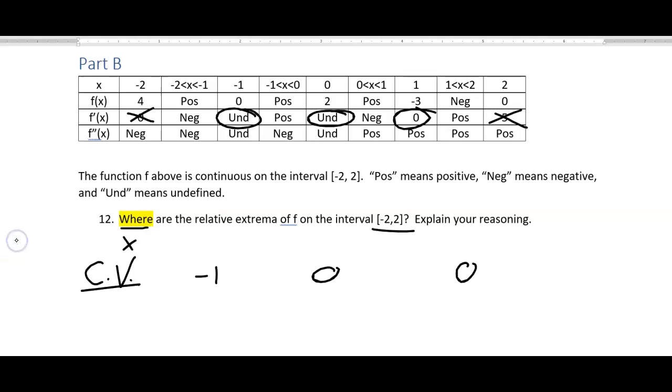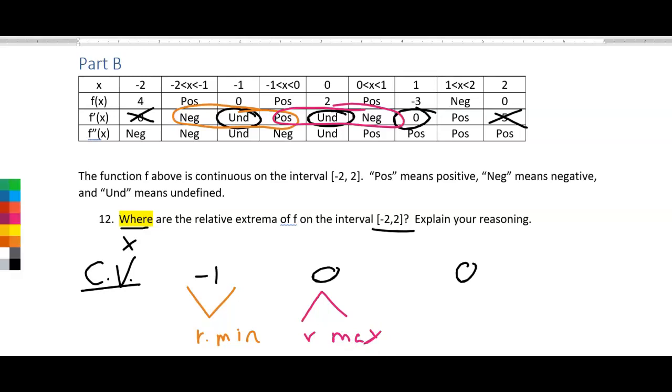So let's take a look here. As you can see for the first one, undefined, the slope goes from negative to positive. When that happens, it's a relative minimum. So that would be a relative min. For the next one, it goes from positive to negative. So that's another relative extrema. When you go from positive slope to a negative, that gives you a relative max. And then for the last one there, we're 0. We're going from negative to positive. So that's another relative min.